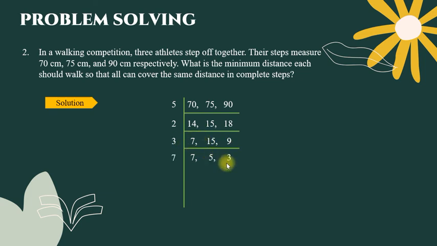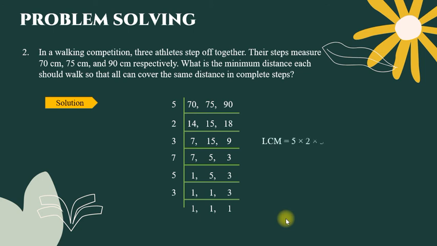And then you divide again by 7, so that this one will become 1. 7 divided by 7 equal to 1. 5 divided by 7 cannot, so ignore, we just drop down. 3 also drop down. And then we divide by 5, so that this one will become 1. 5 divided by 5, 1. 3 cannot, so drop down. And then last, we divide by 3, so that all the numbers will become 1, 1, 1.